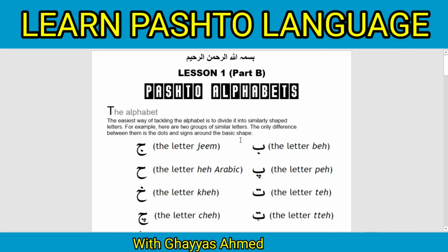So we start the alphabet. The easiest way of tackling the alphabet is to divide it into similarly shaped letters. For example, here are two groups of similar letters. The only difference between them is the dots and signs around the basic shape.